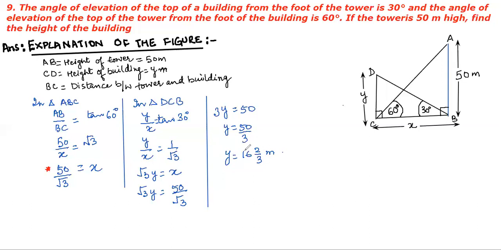Just simplify as much as you can, since this number is 3, and when we divide by 3, denominator is 3. Other than 2 and 5, you get a repeating decimal. So no need to convert it into decimal. You may change it into mixed fraction. So that means the height of the building is 16 2 by 3 meter.